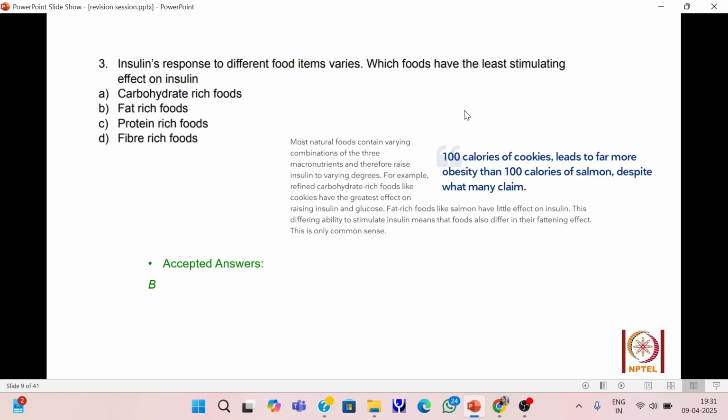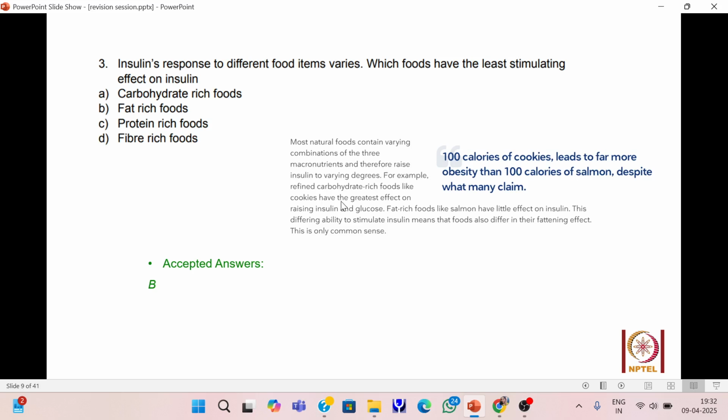So what was the question? The foods which have least stimulating effect on insulin. So here you can see it is written already. Most natural foods contain varying combinations of three macronutrients and therefore raise insulin to varying degrees. So here they are asking which food will increase the insulin level the least.